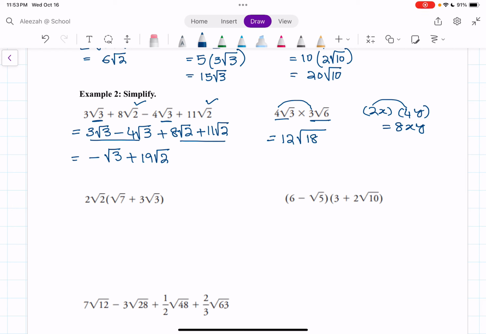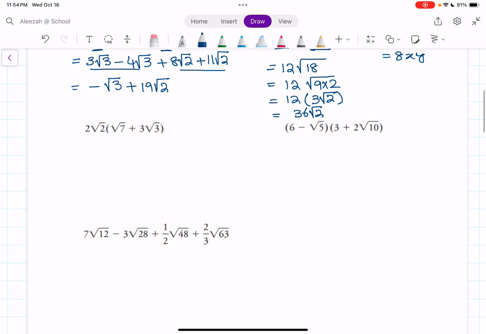And now I can further simplify it. 18 is 9 times 2. So that becomes 12, square root of 9 is 3, and I'm left with square root of 2. And my final answer is 12 times 3, 36, square root of 2.